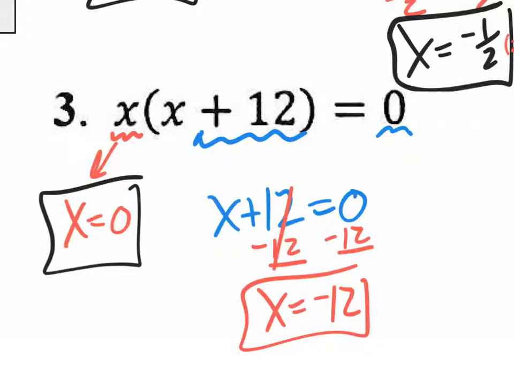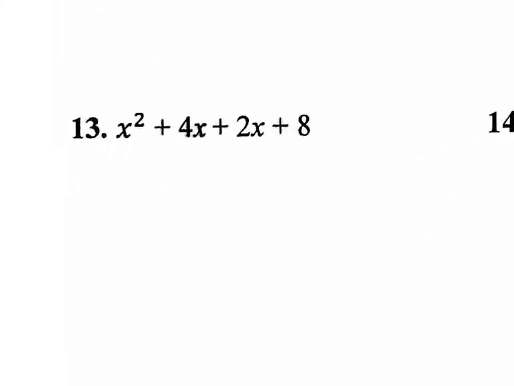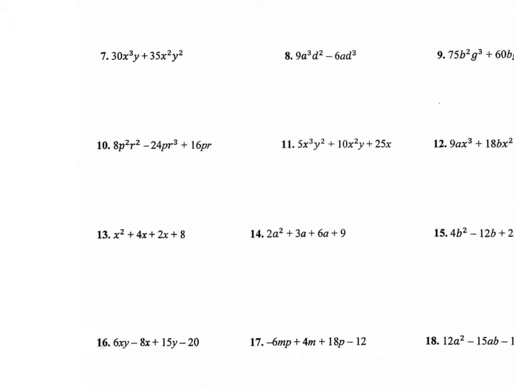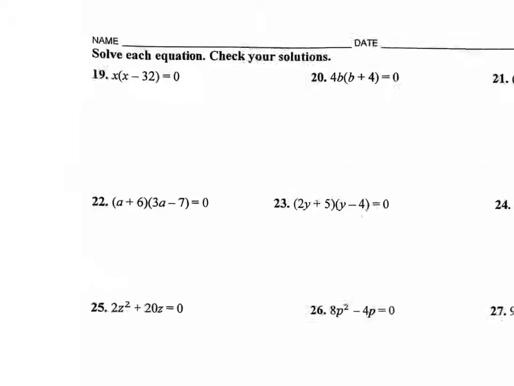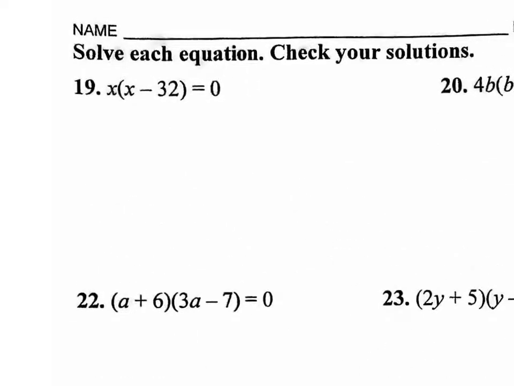Let's take a look at our homework from the past couple of days. The first part of the homework was factoring out the GCF. That was 1 through 12. And then we got to number 13. That was where we had to factor by grouping, right? And then we have the backside. Let's turn to the backside. On the backside, it says solve each equation, all right? And now that we know zero product property, we are able to solve each equation.